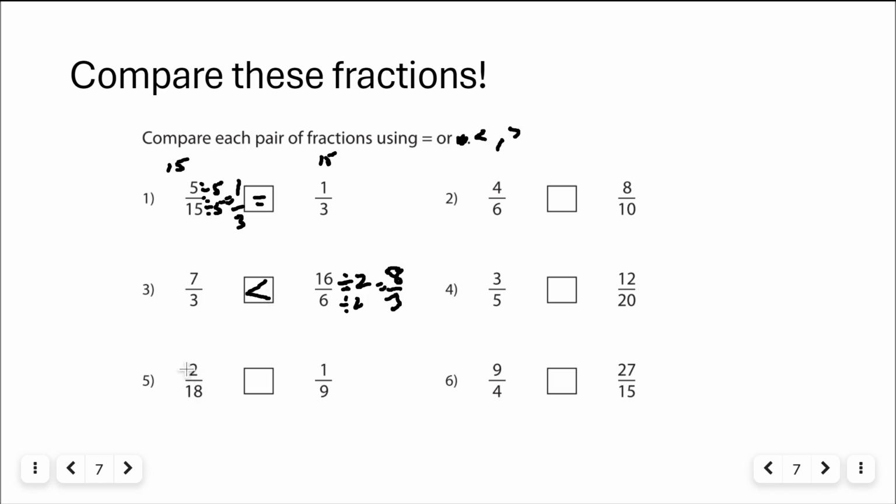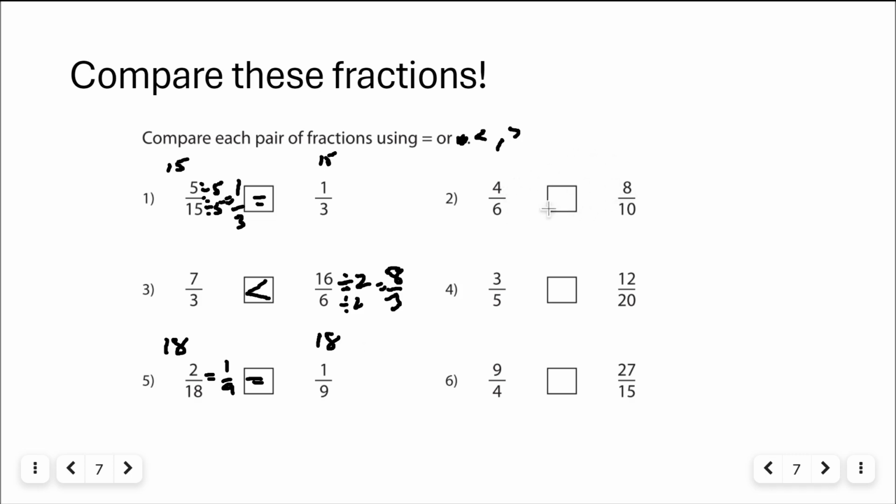Okay. So 2/18 versus 1/9. Well, I could divide both of these by 2. That would give me 1/9. So these are equal. Or I could also multiply. 2 times 9 is 18. 18 times 1 is 18.